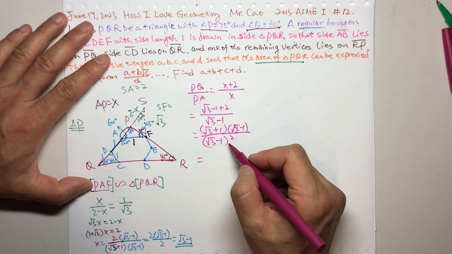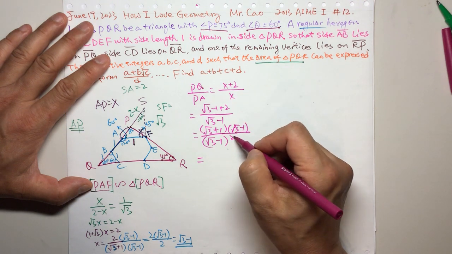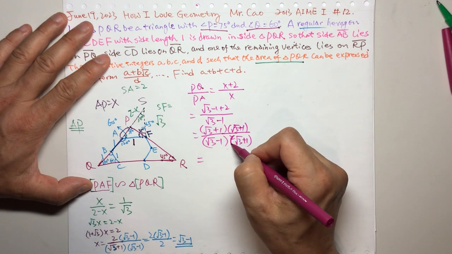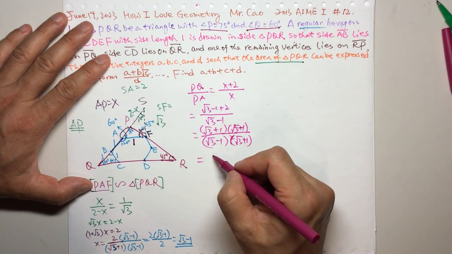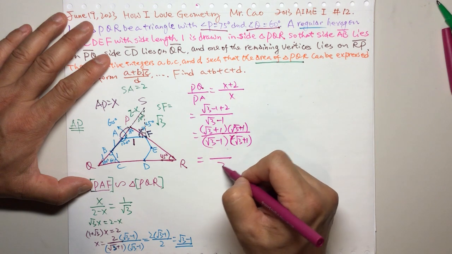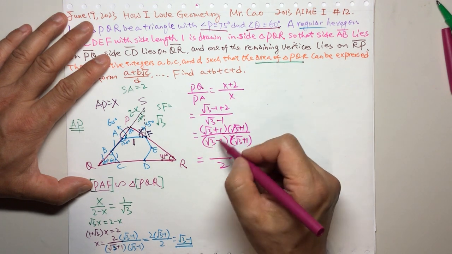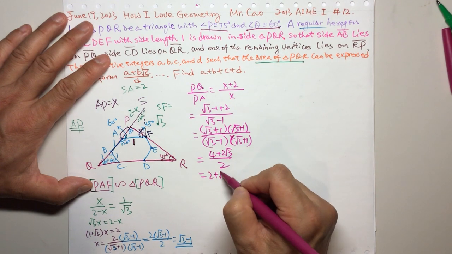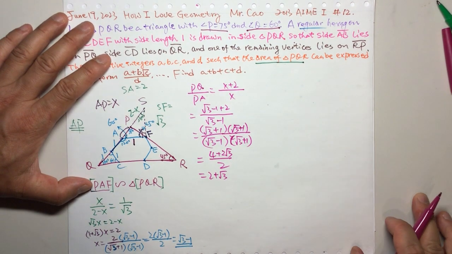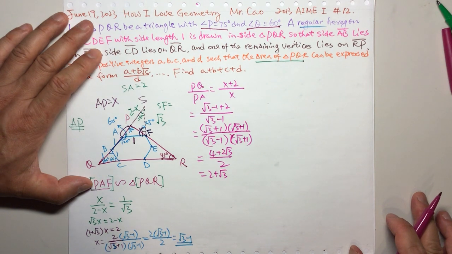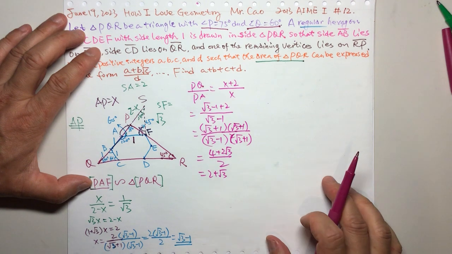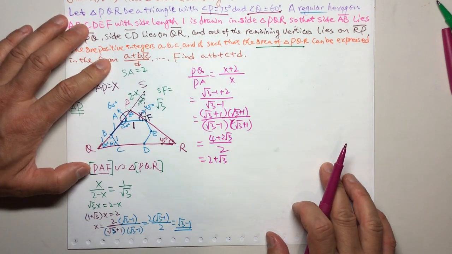Oh no, we multiply by square root of 3 plus 1, right? Then we get 2 in the denominator, and in the numerator the square is 4 plus 2 square root of 3, so it equals 2 plus square root of 3. So that's the ratio of the similar triangles' sides. Now we can go ahead to find the area ratio.